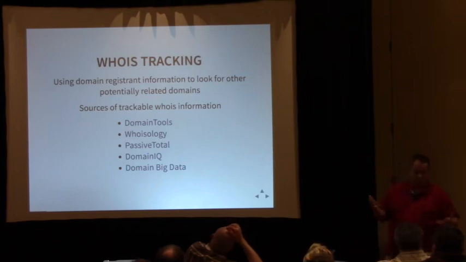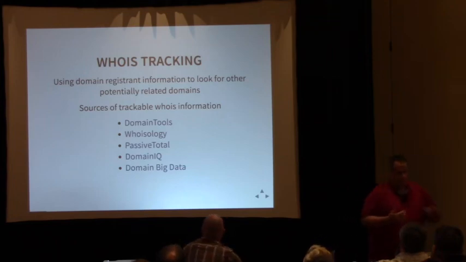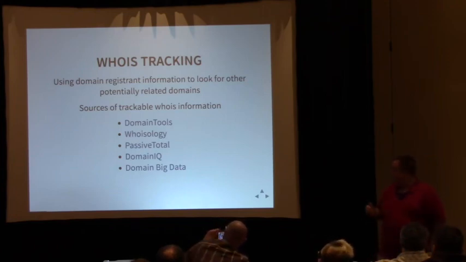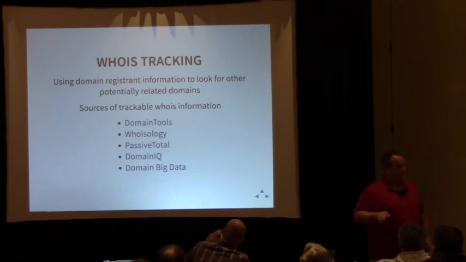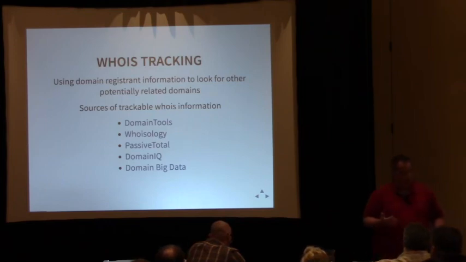Again, I'm listing here some sources. DomainTools, again, probably the granddaddy of all of this. They're also the most expensive. There's a newer one called Whoisology. Again, PassiveTotal. DomainIQ, I've been playing with them a little bit recently. I don't know if they've got as much data as DomainTools, but I think eventually they'll get there. The other one down here is Domain Big Data. This is all completely open source. It's free, you can do searches. They seem to have a decent amount of data. I really wish they would have an API. They haven't answered any of my emails yet asking for that.